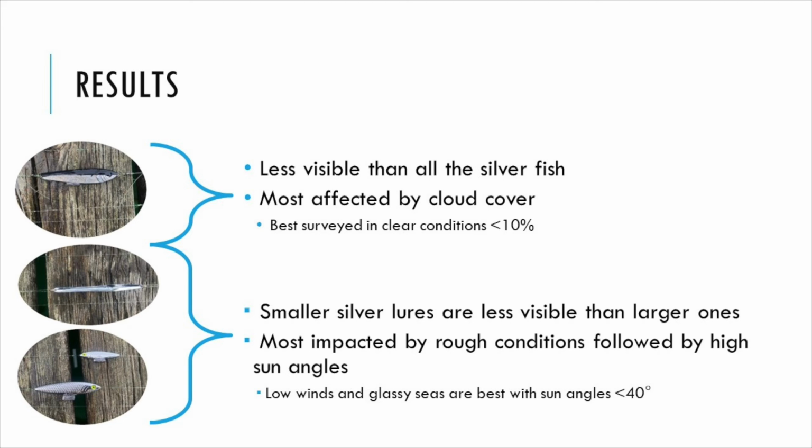So it makes sense that clear conditions with the most light available create the best conditions for seeing this dark lure. The silver lure visibility decreased with smaller lure size and was most impacted by rough conditions, followed by the angle of the sun. So this is likely because high sun angles cause glint on the water's surface, and when there are waves, which can be caused by wind, the sunlight, even at lower angles, can cause irregular patterns of glint on the surface and can even mimic forage fish flashes, making these silver lures harder to see.